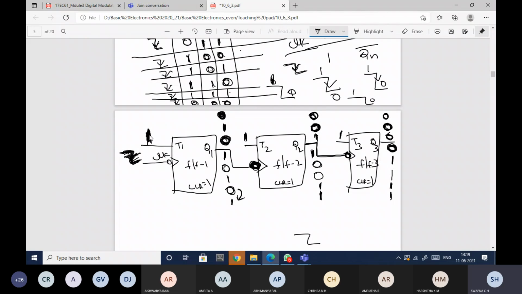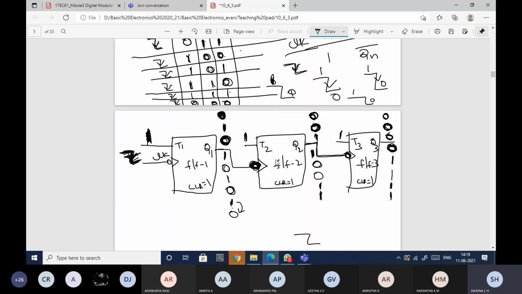Now again, I'll give one more clock. This is the first flip-flop. Will it toggle or not? The first flip-flop will always toggle, because I'm giving the direct clock there. So will it toggle? Yes, ma'am. So 1 to 0. The Q1 is changing from 1 to 0.